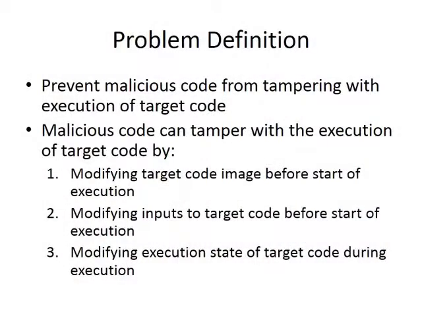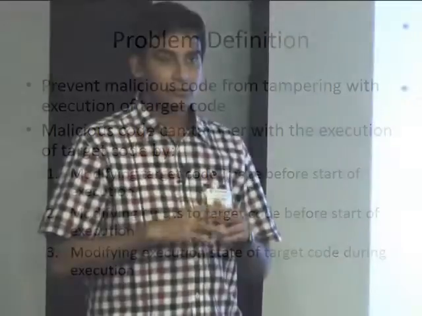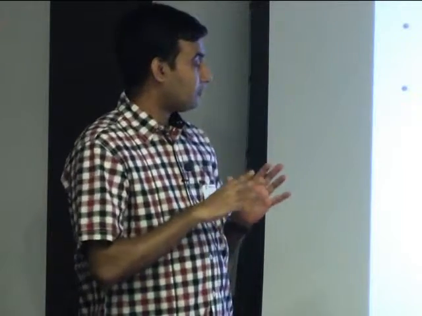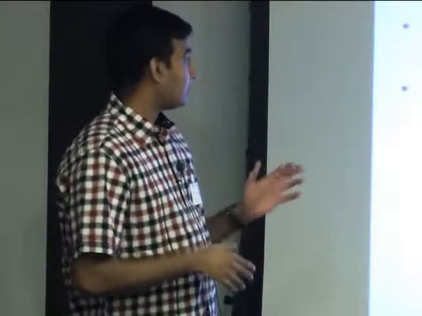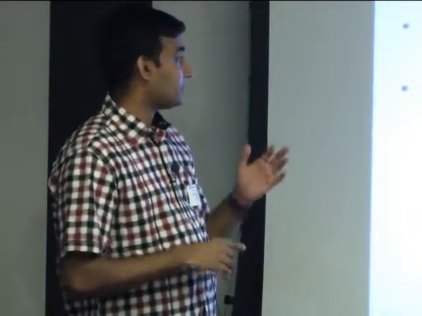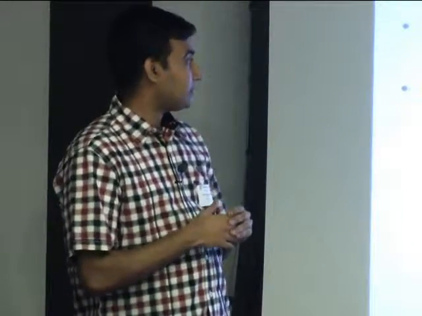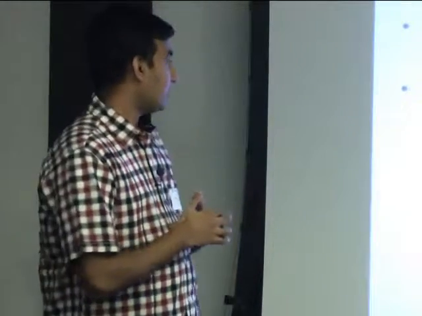So let's start from the beginning again. So we'll start with the problem definition, try to make it more formal so that we can reason our way through the problem rather than doing an attack defense based approach. So what's the goal? The goal again is prevent malicious code from tampering with the execution of target code. Okay, fine. So how does this tampering happen exactly?